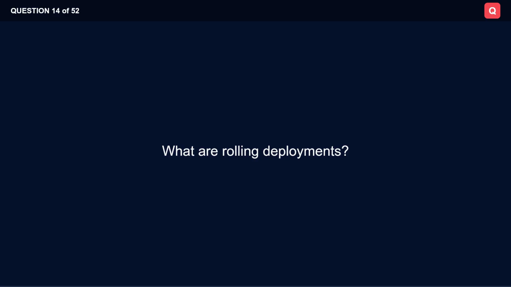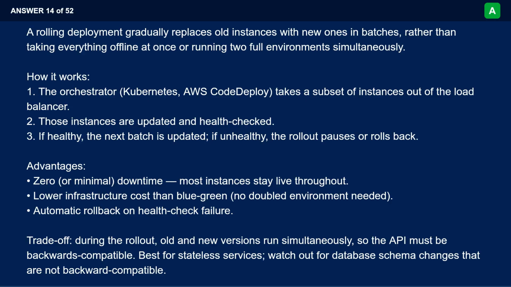What are rolling deployments? A rolling deployment gradually replaces old instances with new ones in batches, rather than taking everything offline at once or running two full environments simultaneously. How it works: 1. The orchestrator, Kubernetes, AWS CodeDeploy, takes a subset of instances out of the load balancer. 2. Those instances are updated and health checked.